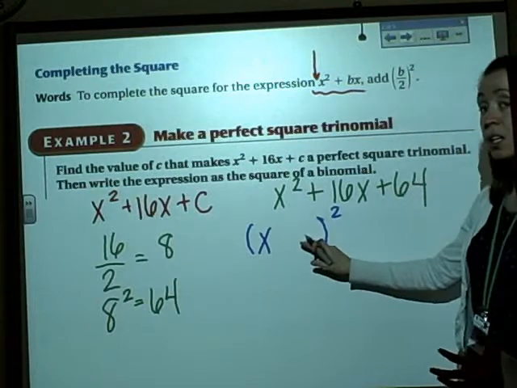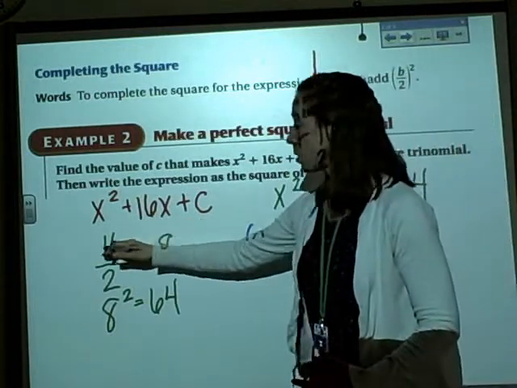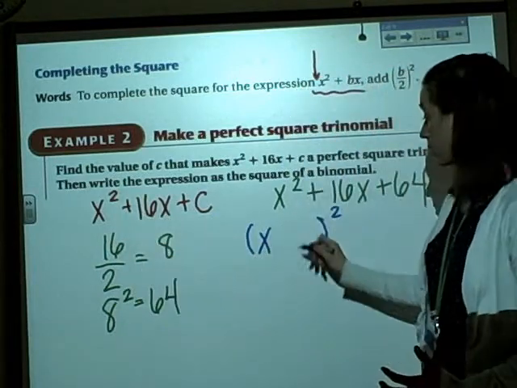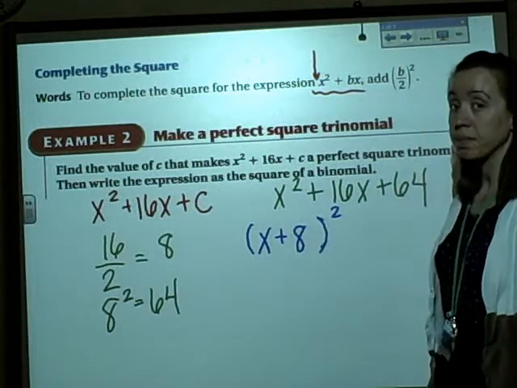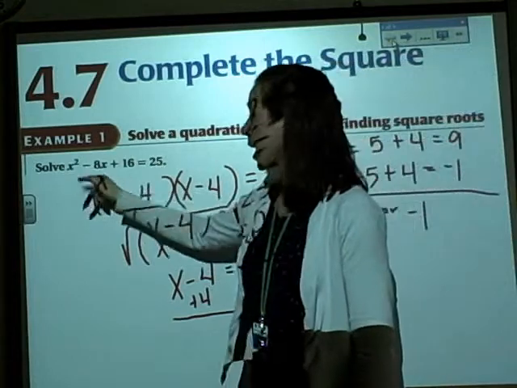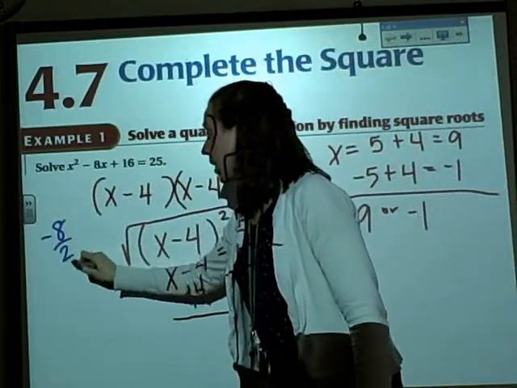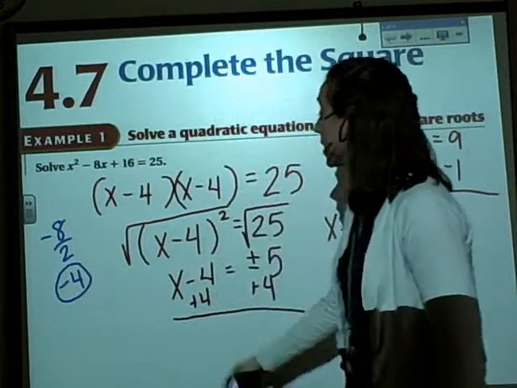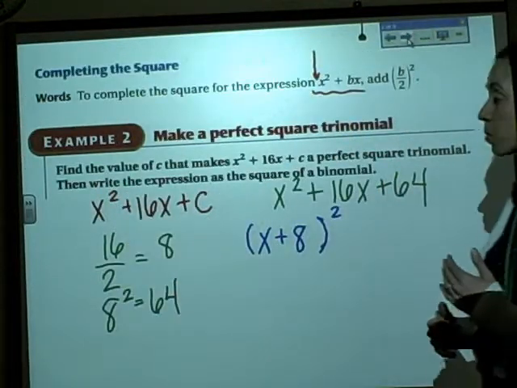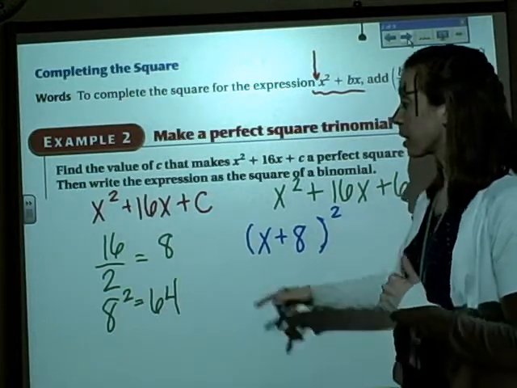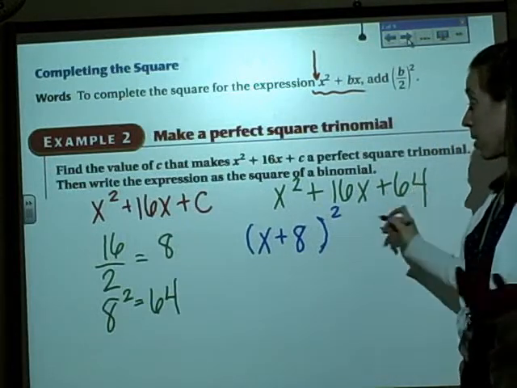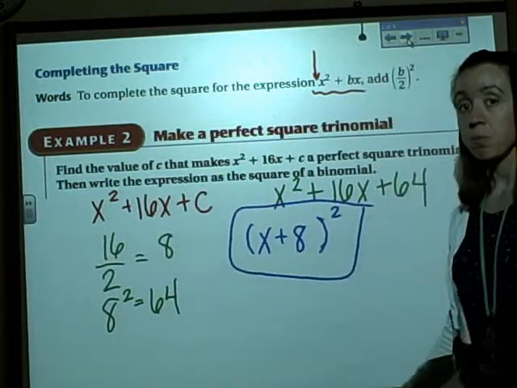The number that you fill in here is always whatever you get when you take half of your b value. So we took half of our b value and got 8. So I would fill in a plus 8. In the other example we did, half of our b value, we had negative 8. Half of that is negative 4. And that is what we filled into that parentheses there. So you always take whatever you get when you take half of that b value. Be very careful of your negatives here. So that would be the square of our binomial. And for this one, since that's all they want, we're done.